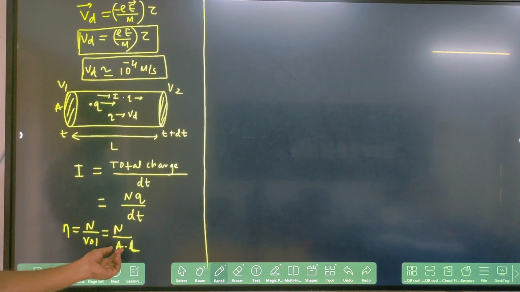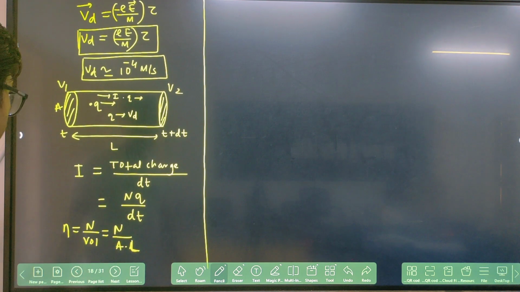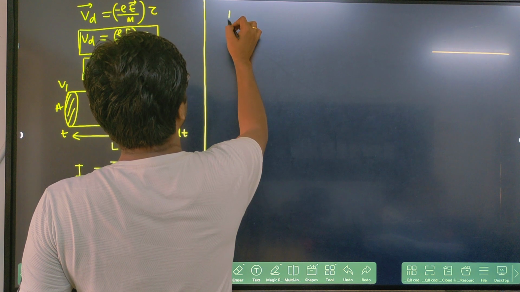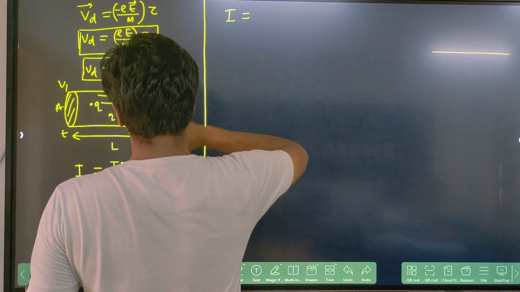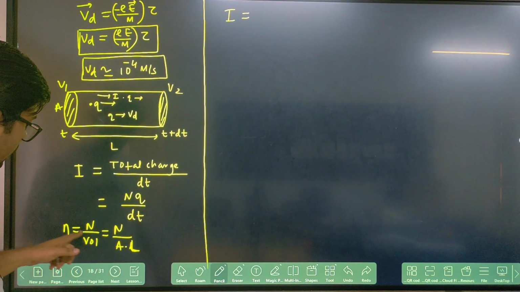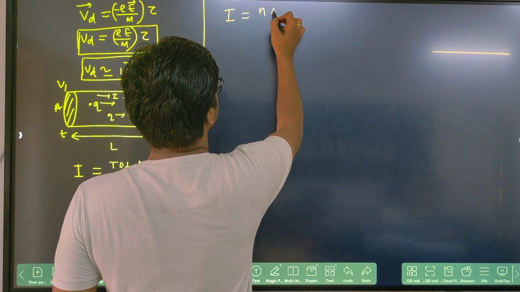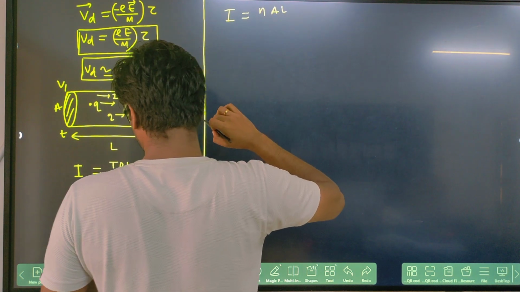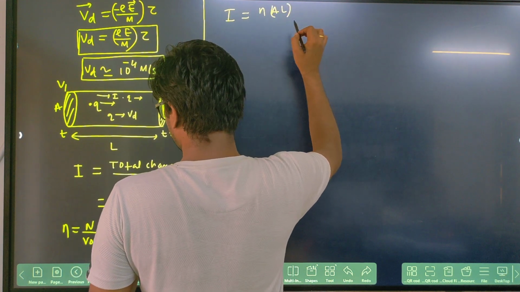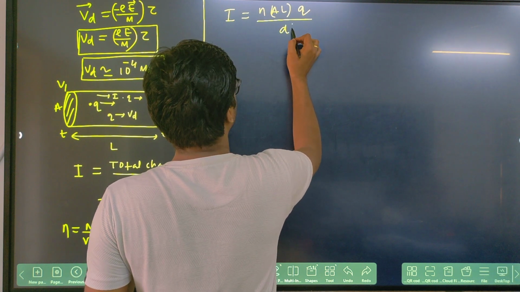Volume will be area into length of the conductor, because this is a cylindrical conductor we have seen. Now current can be written as I equal to n, in place of capital N I just write small n, into A into L. This is small n, the number density, times A into L, and there is q charge divided by dt.